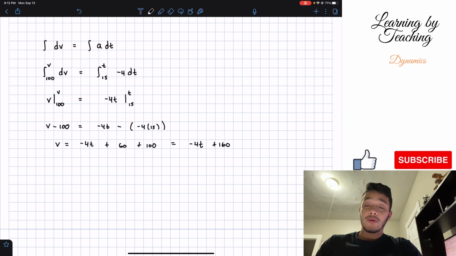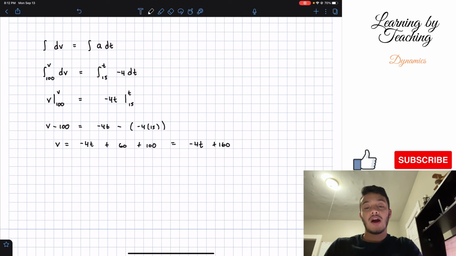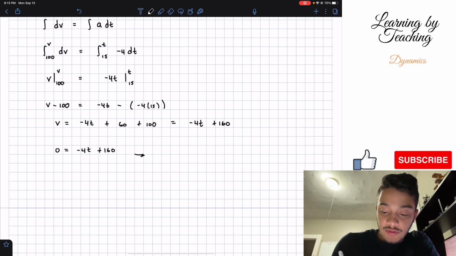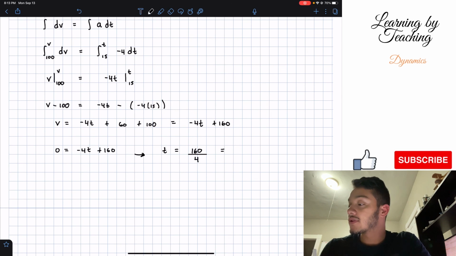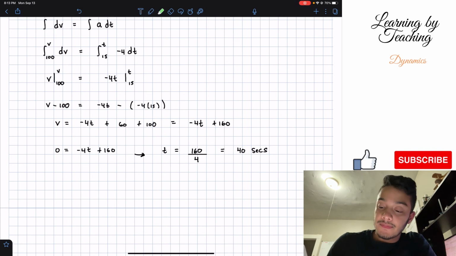Now that we know the equation of velocity, what we need to take into account is that we want the time when our car stops, meaning that the velocity is 0. So if we set our velocity to 0, then we have -4t plus 160 equals 0, and we can solve for our time. Well, the time will be equal to 160 divided by 4. And if we put this into our calculator, 160 divided by 4 will be equal to 40 seconds. Okay? And this should be our second answer. This is our t prime.